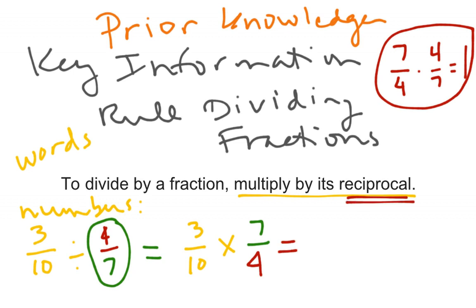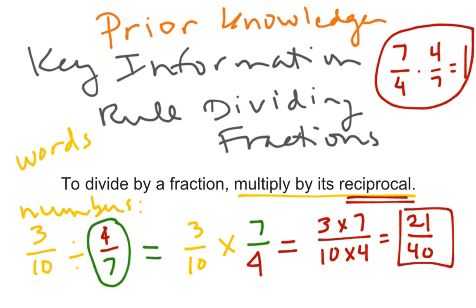So now I can solve the problem. Now I have a multiplication problem, and I can go back to my rules from the last lesson, and I want to look for any common factors. There are none between 3 and 4, and 7 and 4, and 7 and 10, and 3 and 10. There's no common factors, so I'm going to multiply my numerators and my denominators, and get 21/40. And because I already checked for common factors, that should be a simplified answer, so I don't have to worry about simplifying my answer as long as I check for those common factors.